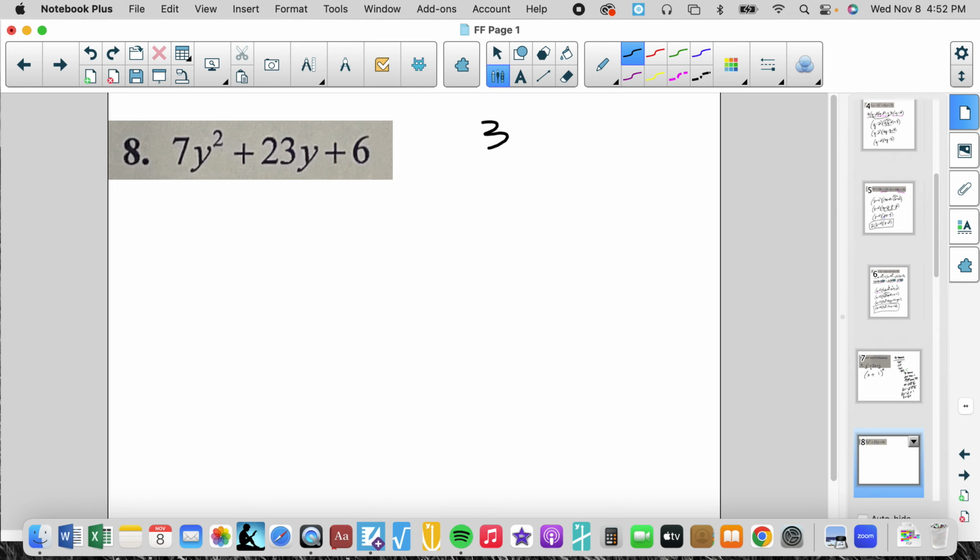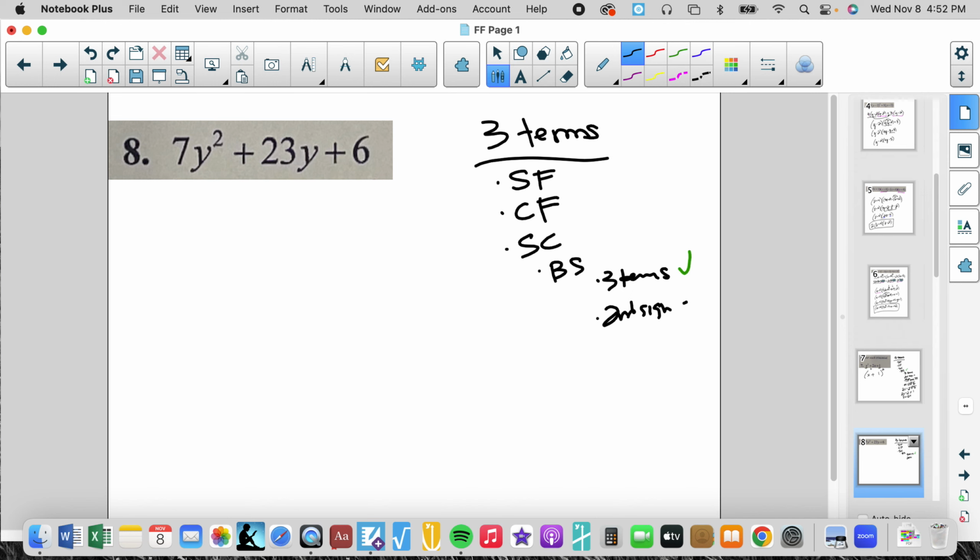We again have three terms. So we're going to look, is it in standard form? Yes. Is there a common factor? No. Is it a special case, meaning is it a binomial square? No. It does have three terms. Three terms is check. Second sign is positive, yes, check. However, first and third are not perfect squares. 7 is not a perfect square, so that is not.